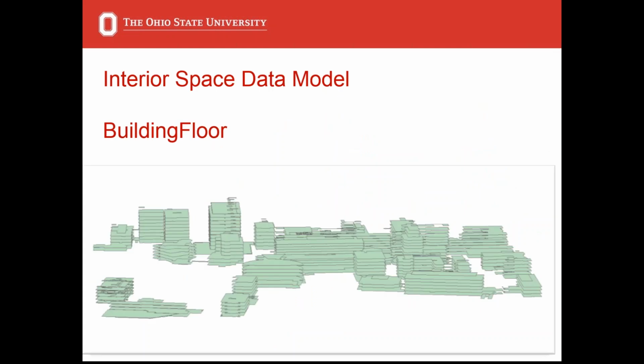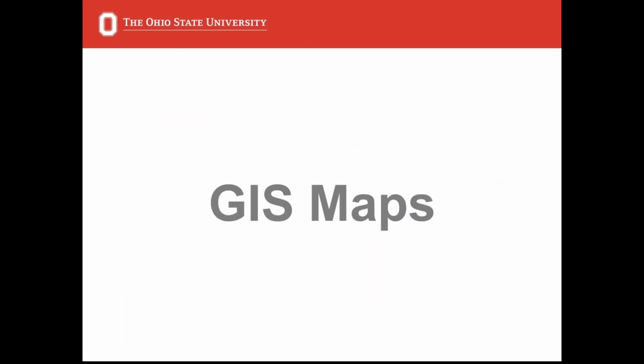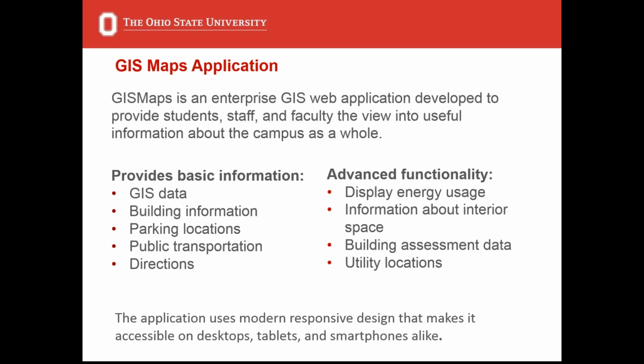So here you see just a screenshot of the building floors. This is of the med center and the actual rooms, the building interior space rooms. So are we actually using this? It's great, okay, you can get into a feature class and a 3D shape file. We're using that in a web mapping application that we built using JavaScript and HTML5. We're calling it GIS Maps.